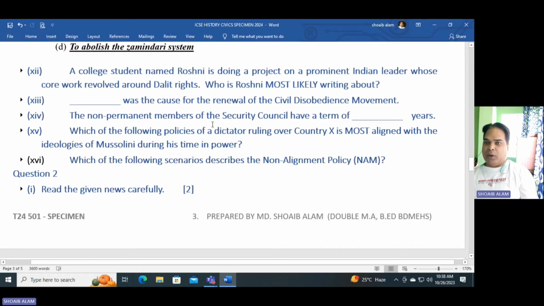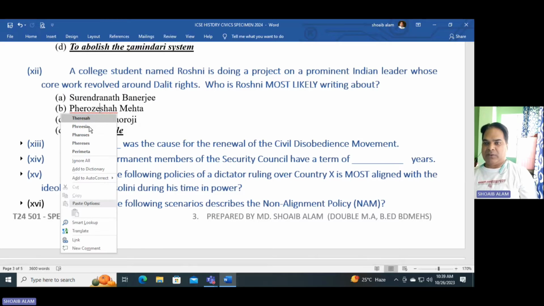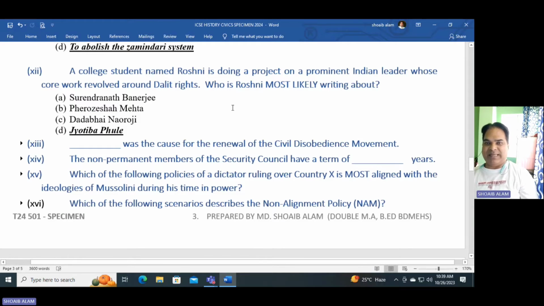Now, number 12. A college student named Rosni is doing a project on a prominent Indian leader whose core work revolved around Dalit rights. Who is Rosni mostly writing about? Let us see the options: Surendranath Banerjee, Firoz Shah Mehta, Dadabhai Naoroji, and Jyotiba Phule. Option D, Jyotiba Phule, is correct.